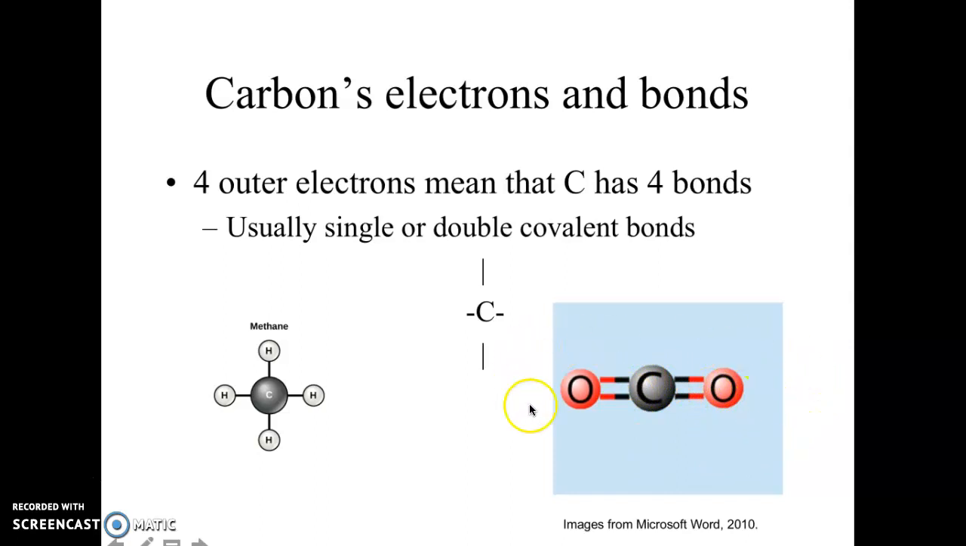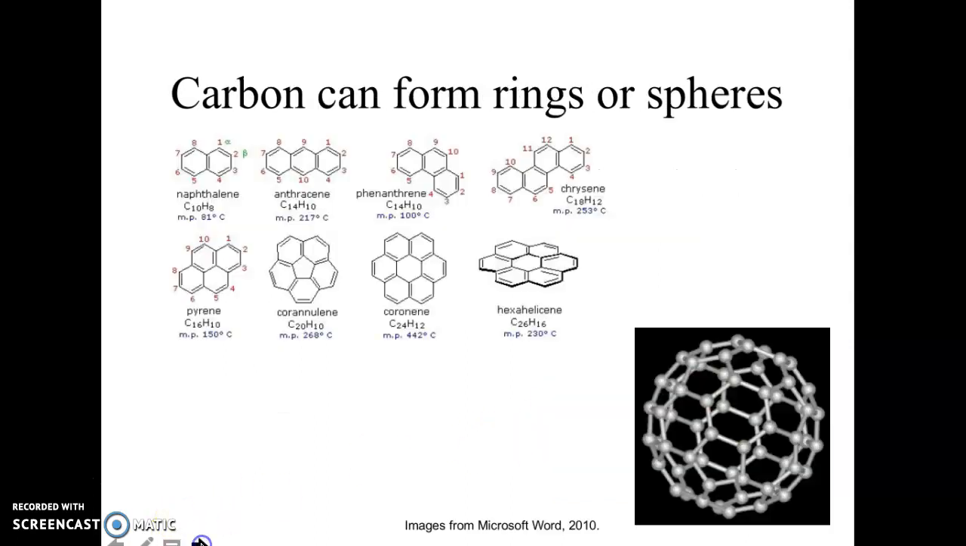The other example was CO2, and we looked at this last time as well. And here is a double bond. So basically, each of these oxygens is happy in its octet rule with each pair of electrons that it pairs up with the carbon. Because of that, carbon is very, very flexible and universal. We can talk about them being in chains, but they can also form rings or spheres with one another.